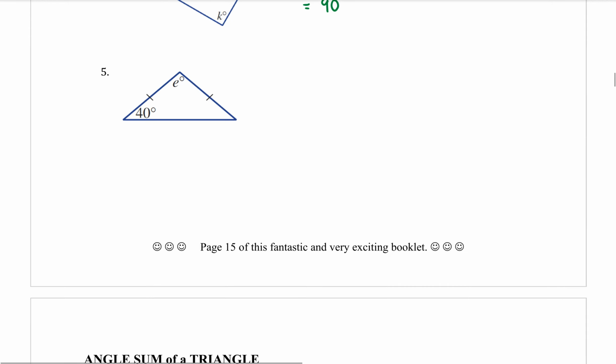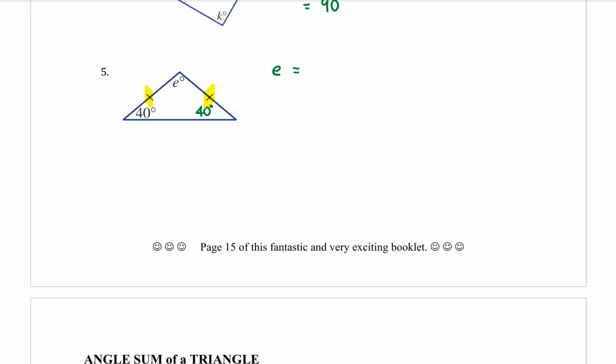Question 5, this would be on the harder page of questions. To find the value of E in this question, we've actually only got one angle here. But because we know that this is an isosceles triangle, we know that even if there's a 40 degrees here, it means that this one over here has to be 40 degrees as well. Because remember, in isosceles triangles, those base angles have to be the same. So using those properties that we talked about can help us solve them as well.